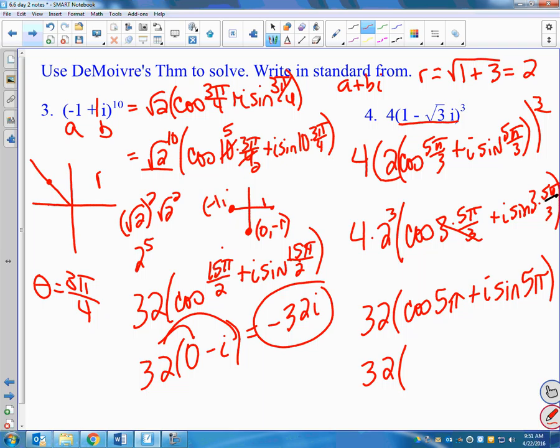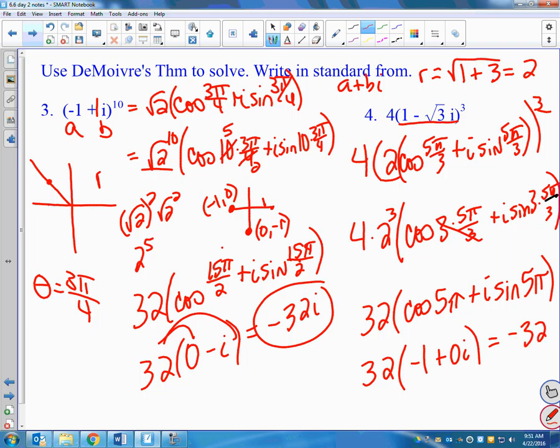It's a whole pi, right? So that's either going to be over at 0 or over at pi. All even pi is here. All odd pi is over here. So I know that 5 pi is over here at negative 1, 0. Or again, you can use your calculator. The cosine of 5 pi is negative 1. The sine of 5 pi is 0, right?